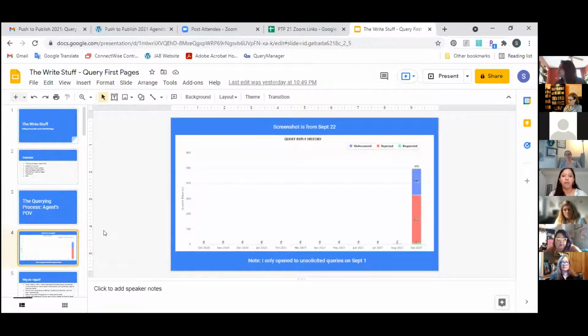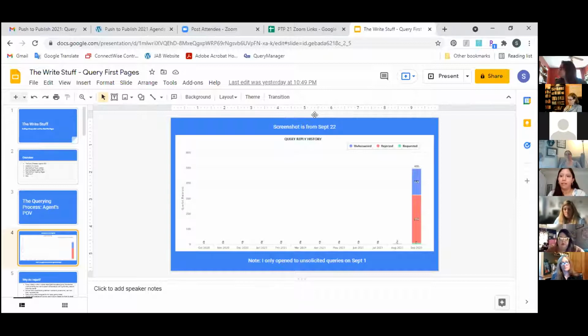So to give you some point of view, I opened a query manager. Some of you, if you are querying, may already be familiar with Query Tracker, which helps you, when you submit to an agent, to see if that's been accepted or not, and how much time has passed between when they read and when they replied to your work.